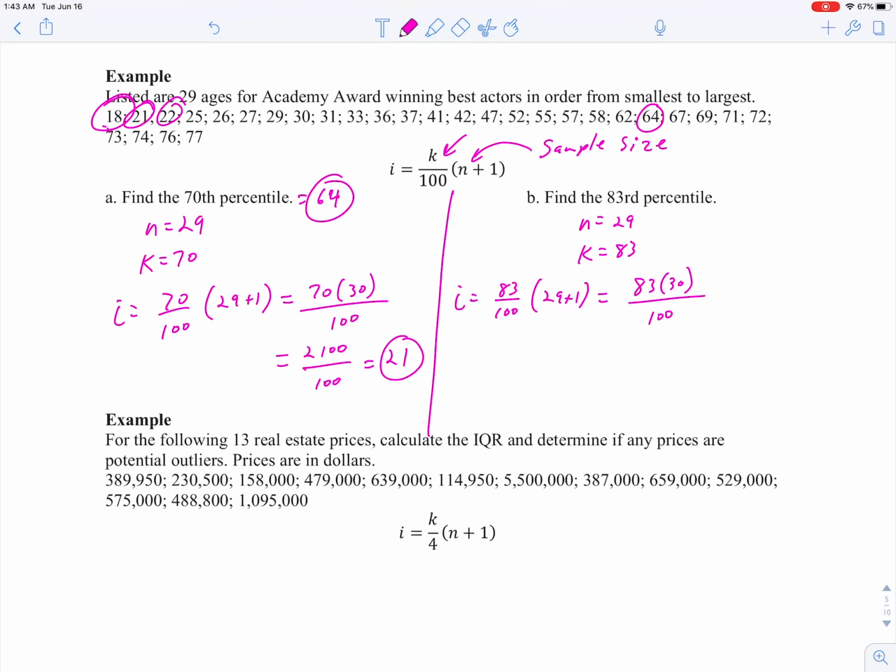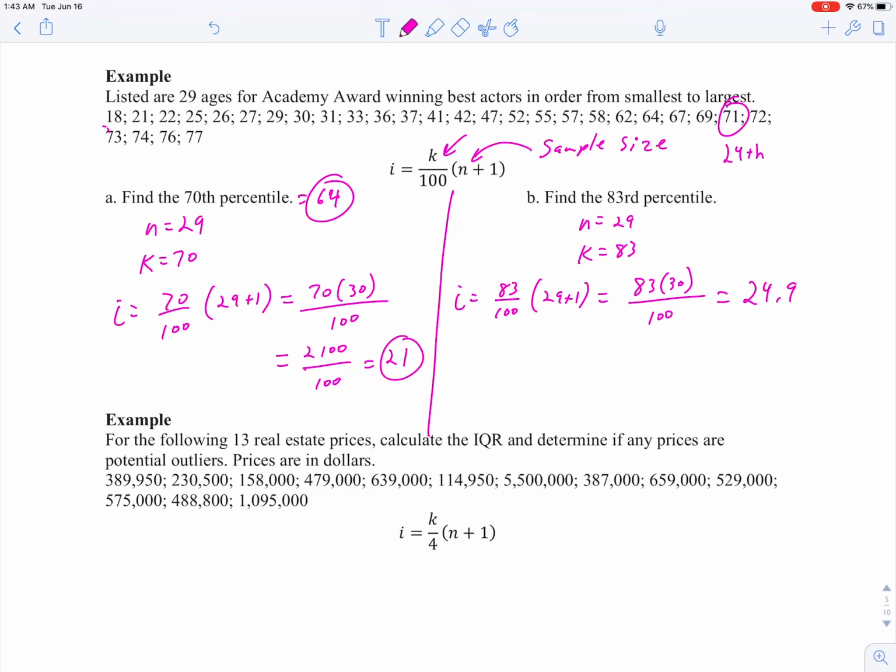Now that's a little bit of a pain, so you could punch that into a calculator, which is going to give us 24.9. Now, 24.9 obviously is not a whole number, so we're not going to go to the 24.9th. There's no 24.9th data point on this list up here. What we're going to do, though, is go to the 24th. The 24th is 71.